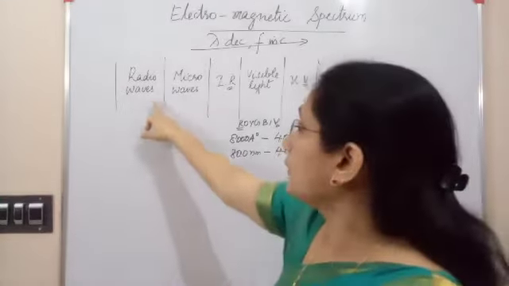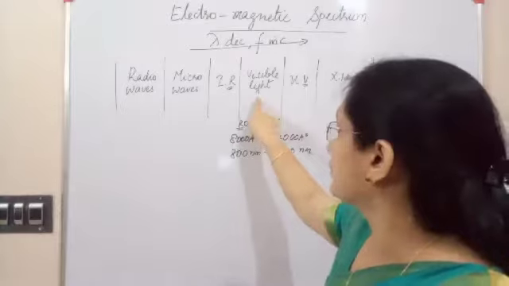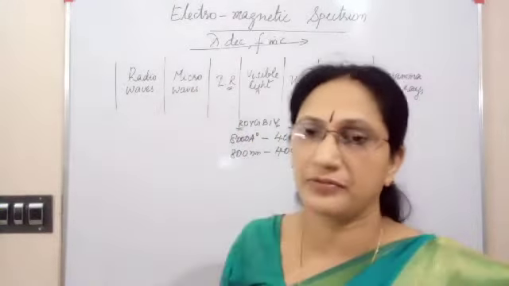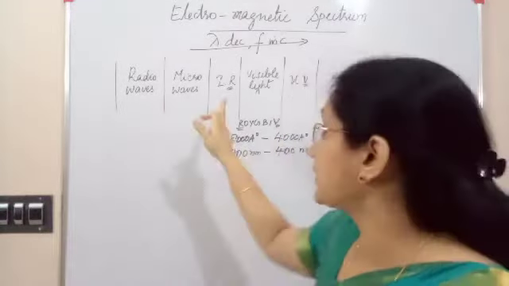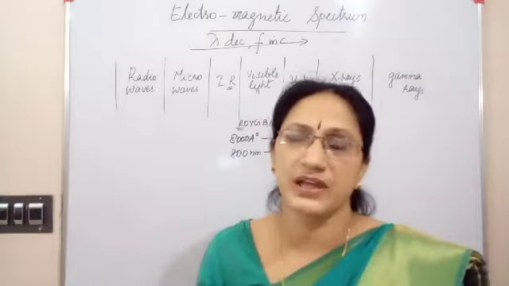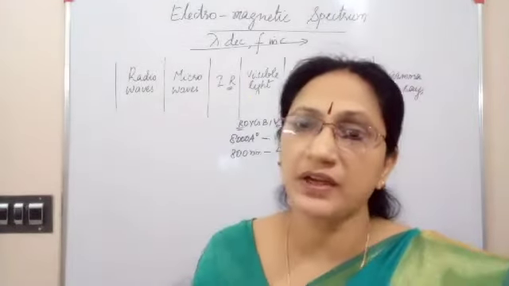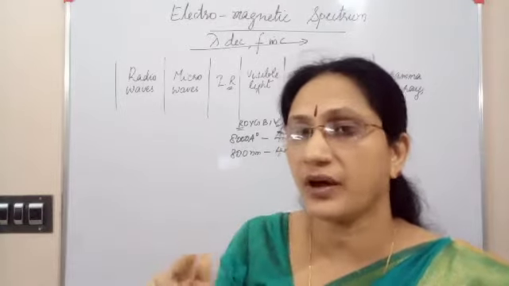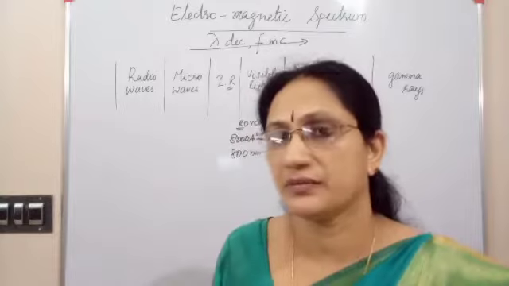Another one: all these electromagnetic waves can reflect. You have studied about reflection of light. Not only light, all electromagnetic waves can reflect. Another point, all can refract. You have studied refraction of light. Not only light, all electromagnetic waves can refract. Then all can travel with the same speed in air and vacuum. Note it: in air and vacuum, all the electromagnetic waves travel with the same speed.